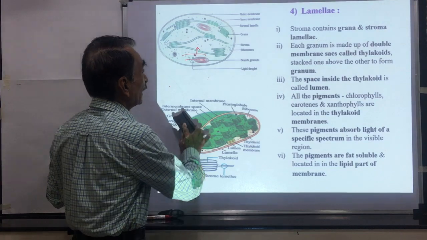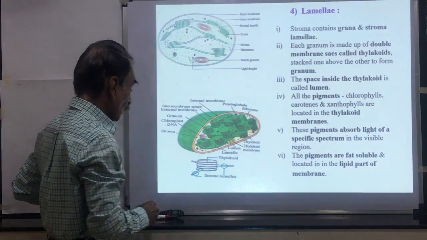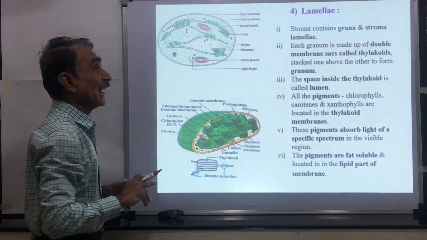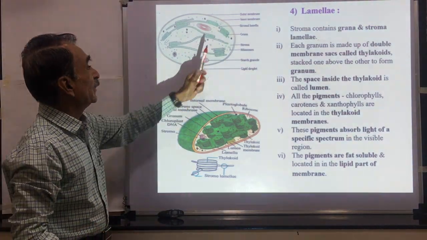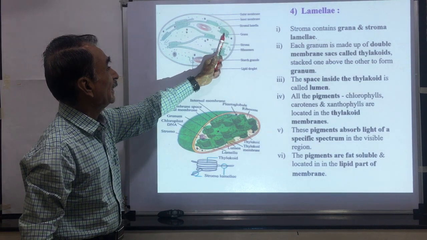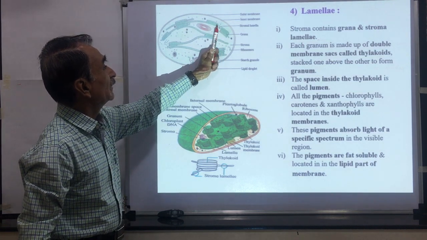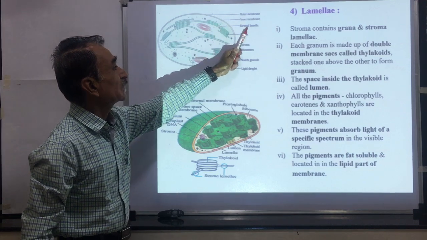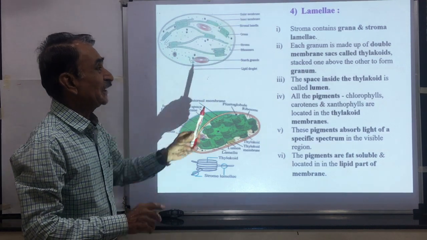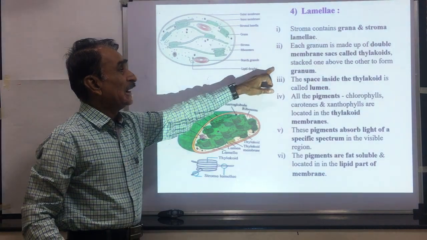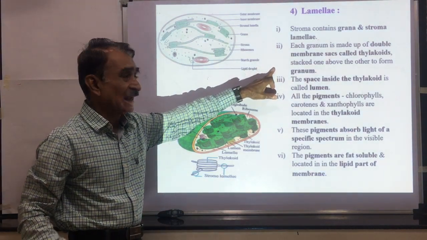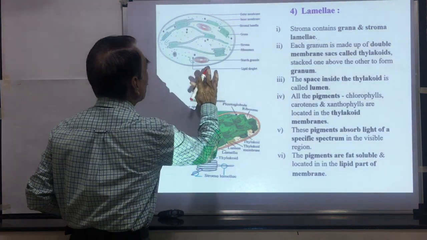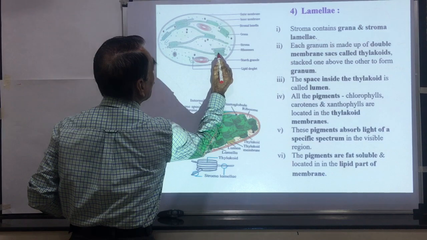Then the next point is the lamellae. This is the stroma. The stroma contains grana lamellae and stroma lamellae. This is a grana lamella and this is a stroma lamella. These are connected to each other. The grana are connected by means of stroma lamellae. Each granum is made up of double membrane sacs. Sacs means bags. These are called thylakoids. You can see here, this is one thylakoid, another thylakoid.